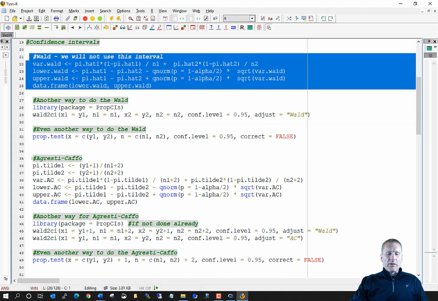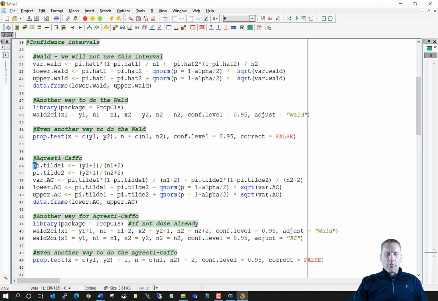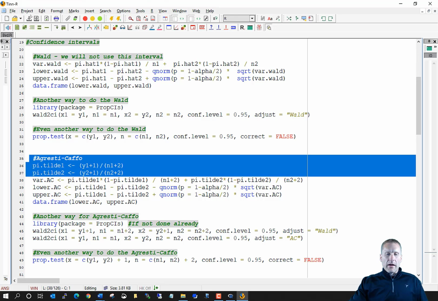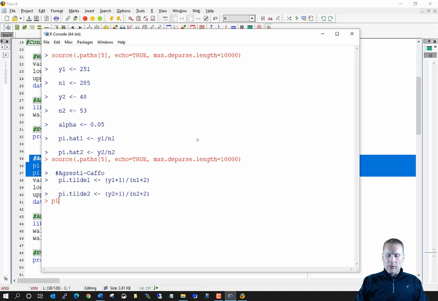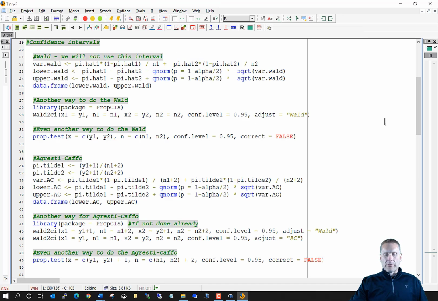But what we're going to do is this Agresti-Caffo interval. So for pi tilde 1, y1 plus the adjustment of 1 divided by n1 plus the adjustment of 2. We do a similar thing for pi tilde 2. So let's just verify that indeed we did get what we want. And that's what we had before.